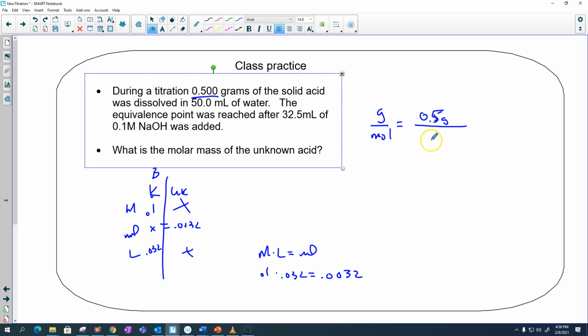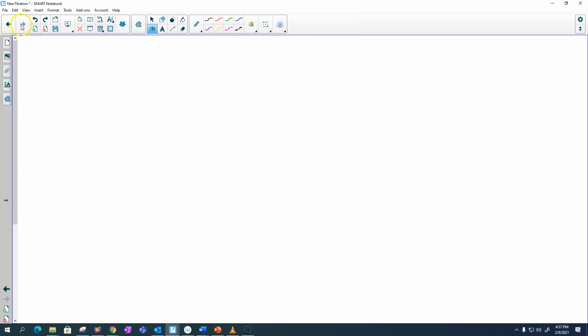And I'm going to plug it in here. 0.5 divided by 0.0032 is 156 grams per mole. Okay. With that being said, that's a common problem, well, not as common as the molarity problem. And we'll stop there.